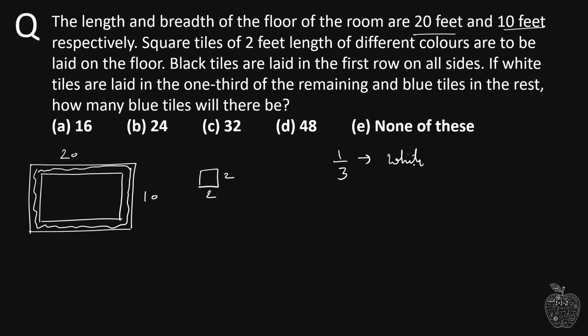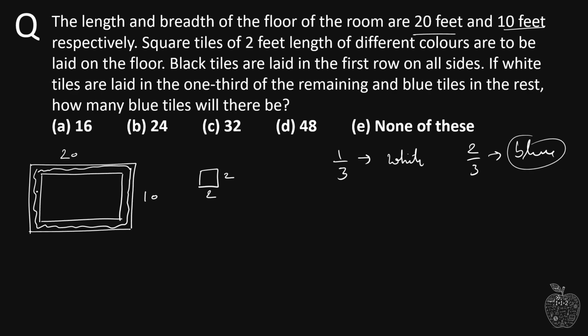So if 1/3 is white, then what is the remaining portion? It is 1 minus 1 by 3, so 2 by 3 here will be blue. That means 2 by 3 of this remaining portion is laid by blue tiles. All right, what have we been asked? How many blue tiles are there? So we have to find out how many blue tiles are used here.